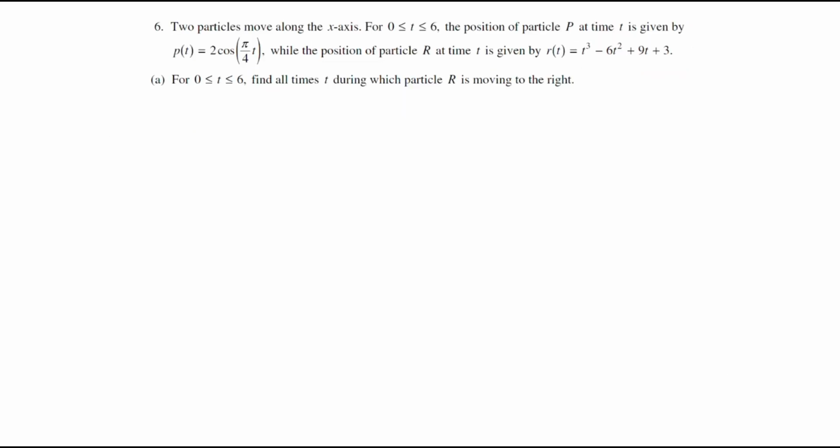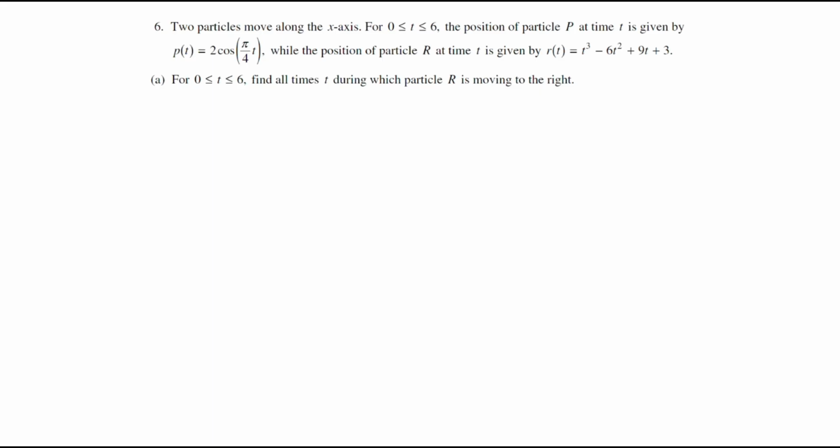All right, this is question number 6 from the 2010 Form B AP Calculus AB exam. It's another motion FRQ. And we've got two particles moving along the x-axis. And we're given the positions of each of these particles. Particle P has a position of 2 cosine pi over 4t, and particle R has r of t equal to t cubed minus 6t squared plus 9t plus 3.